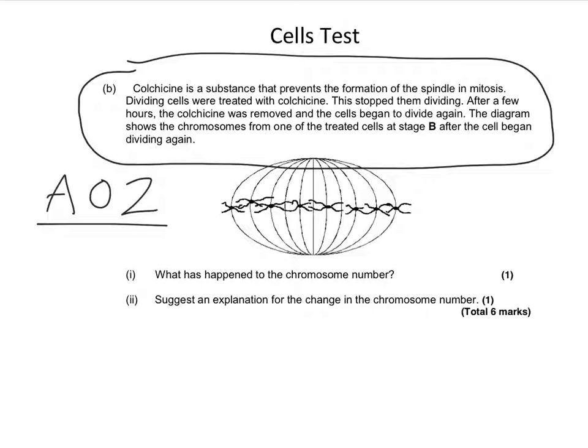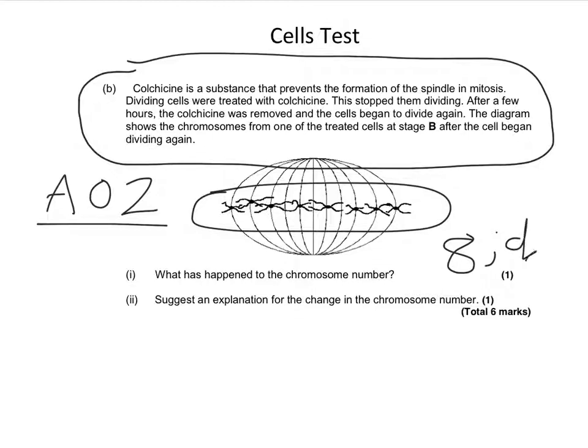So if you look back to the original picture, you'll notice that where there were 4 chromosomes, there are now, if you count them, 8 chromosomes, which means that they have doubled. So you can either have 8 or you can have doubled there.